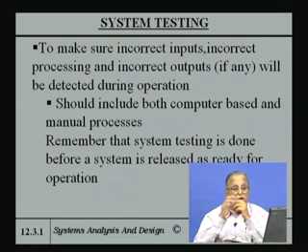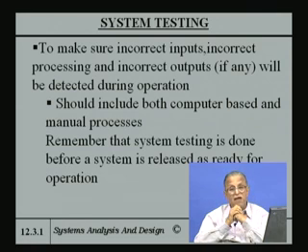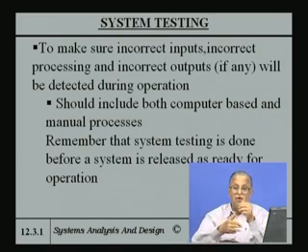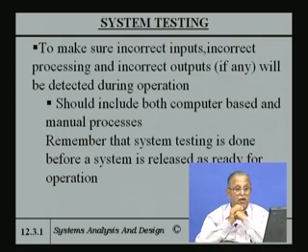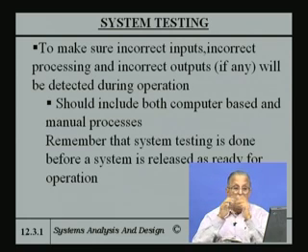So it includes both computer based and manual processes. In other words, not everything is completely automatic. System testing, as I said, code walkthrough is a manual process. So one person writes the code, somebody else is manually checking it. Okay, so both manual and automatic processes are used.